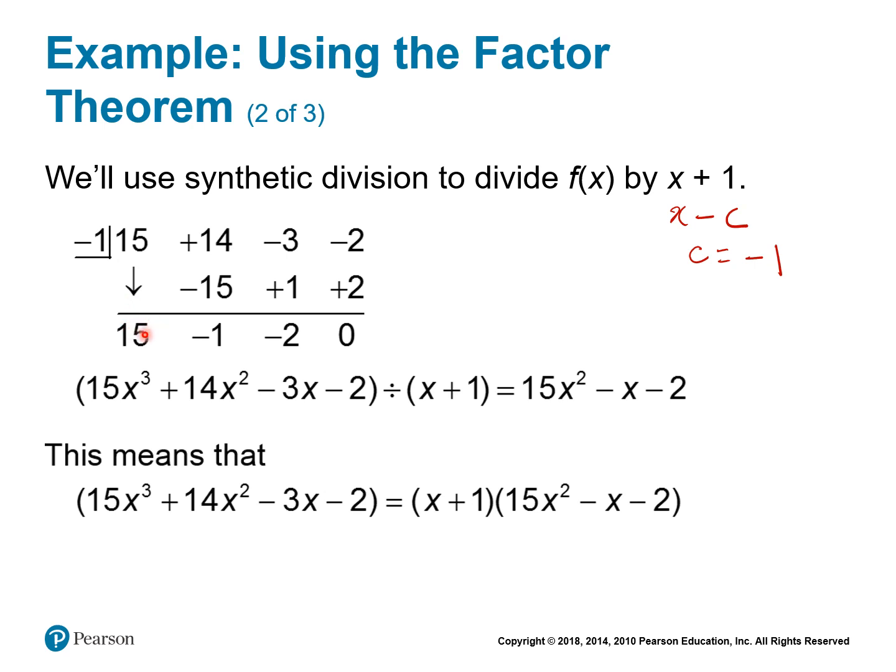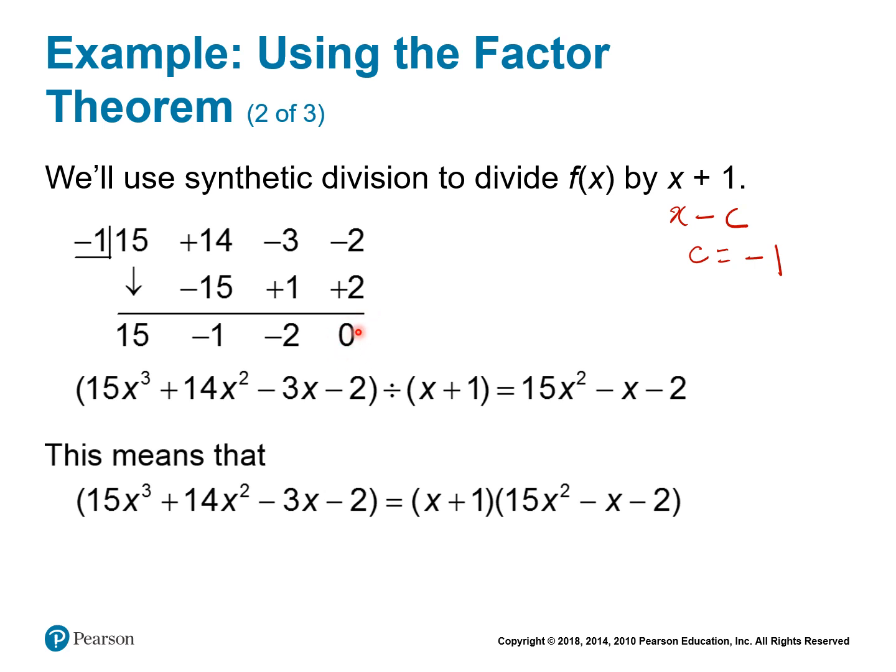The first term is written below the line, 15, and then we continue with the synthetic division process. Minus 1 times 15 is negative 15, which is written under positive 14. Perform the addition, we get negative 1. Negative 1 times negative 1 is positive 1. Perform the addition, minus 3 plus 1 is negative 2. Minus 1 times negative 2 is positive 2. And then once we do the addition, negative 2 plus 2 is a 0, and we see the remainder is a 0.